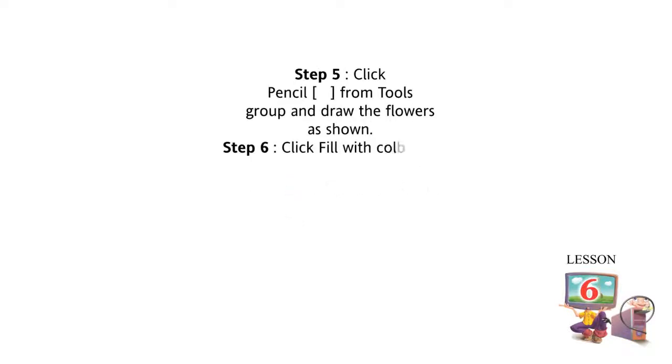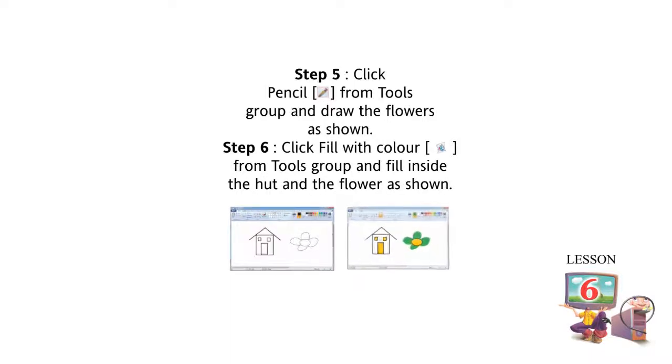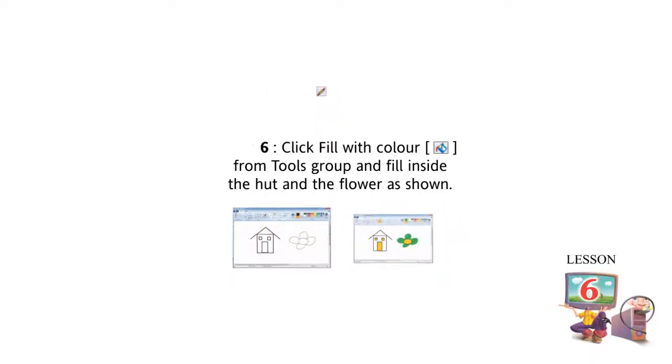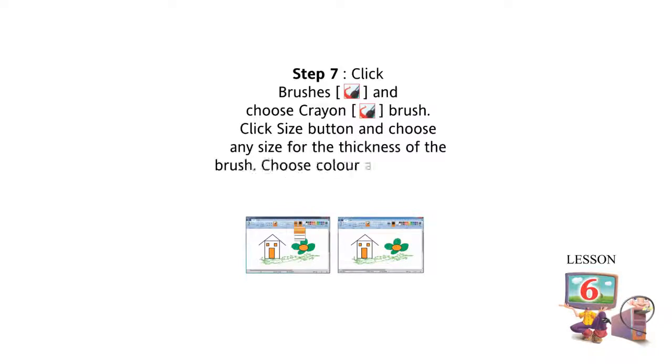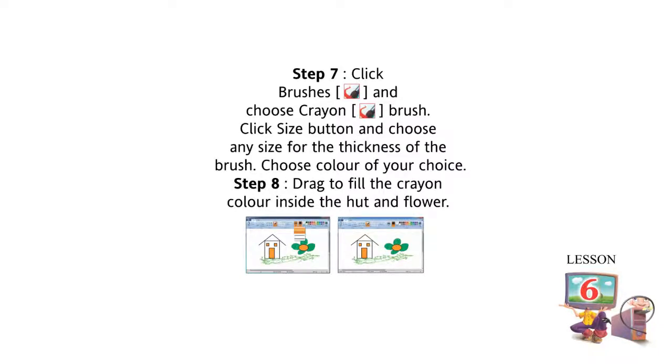Step 5. Click pencil from Tools group and draw the flowers as shown. Step 6. Click fill with color from Tools group and fill inside the hut and the flowers as shown. Step 7. Click brushes and choose crayon brush. Click size button and choose any size for the thickness of the brush. Choose color of your choice. Step 8. Drag to fill the crayon color inside the hut and flower.